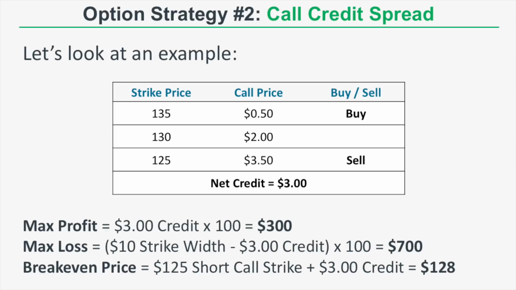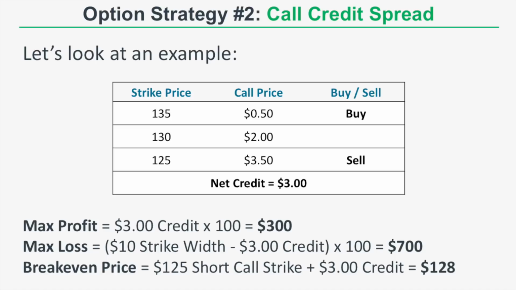Now this means that our maximum profit potential is $300 at expiration. And that's because we collected a $3 credit, and the option multiplier of standard equities is 100, which means your $3 credit times 100 represents $300 in actual dollar terms. Now the maximum loss of this spread is the $10 strike width minus the $3 credit times 100, which comes out to $700. So that maximum loss will occur if the stock price rises substantially and is above $135 at expiration.